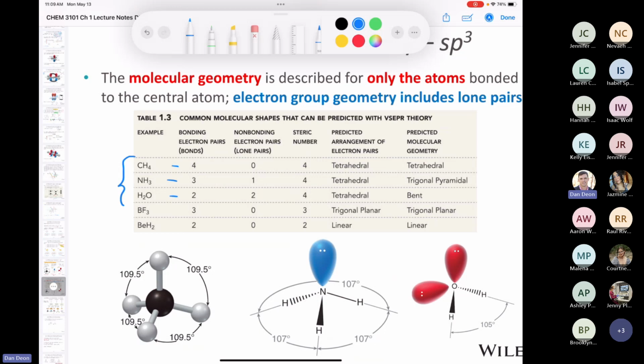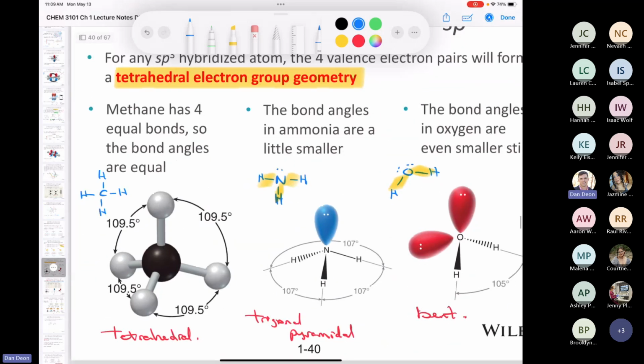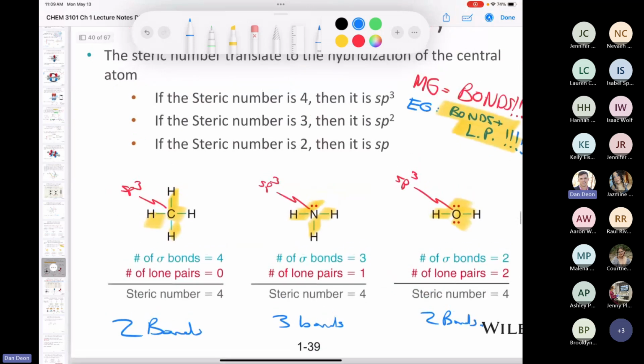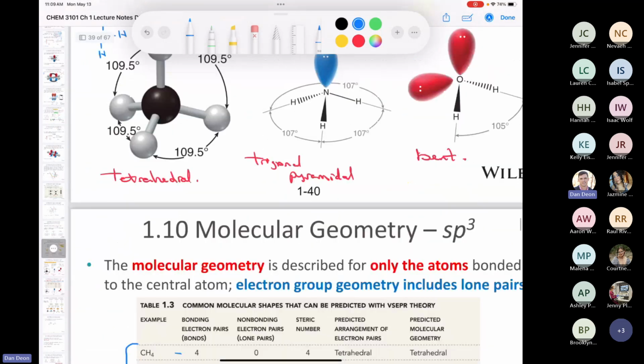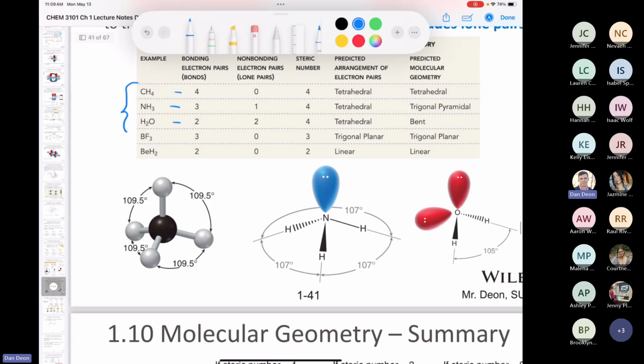These are the 3 examples shown on this slide, okay? All those are what we've been talking about for the past 5 minutes.